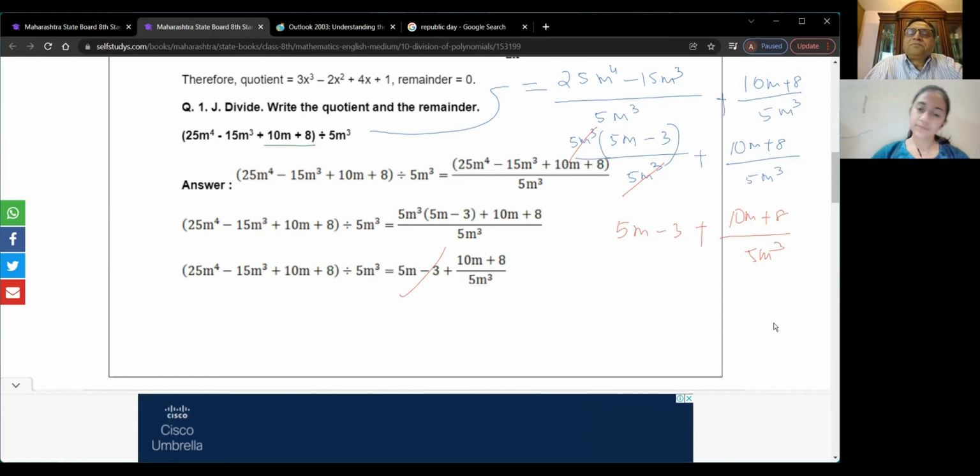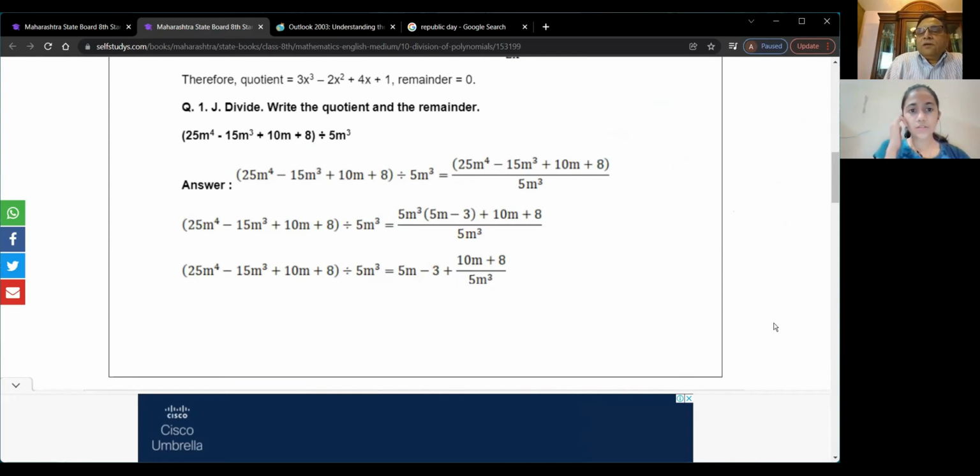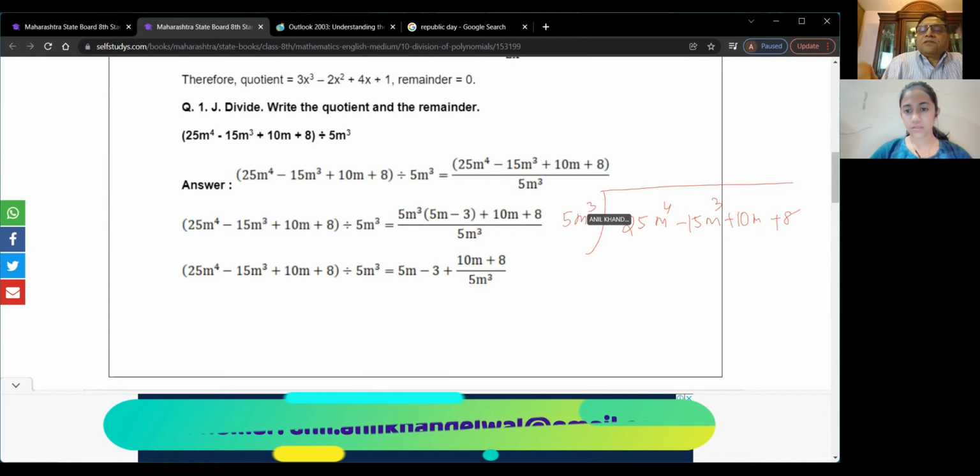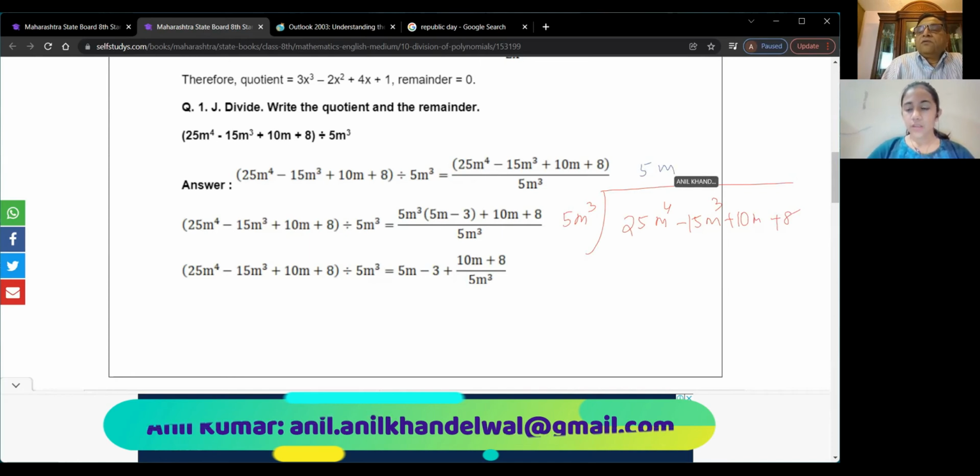Is that clear? Yes. Let me show you long division also. So we have 25m to the power of 4 minus 15m cube plus 10m plus 8, and we are going to divide this by 5m cube, correct? Yes. First term. How many times can it go? 25 by 5 is 5. m to the power of 4 and 3 means 1m, right? So we get 25m to the power of 4, 0 remainder, minus 15m cube we bring down. Is it okay? Yes.